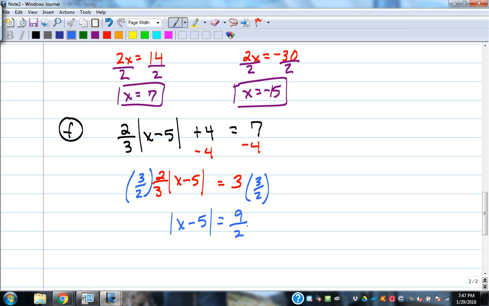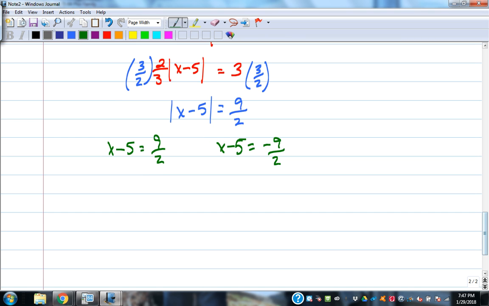Even though that's a fraction, we still set up two equations here. x minus 5 is equal to positive 9/2, and x minus 5 is equal to negative 9/2. And solve those. One steppers. 9/2 plus 10/2 would be 19/2. You can use a calculator for that. Doesn't bother me.